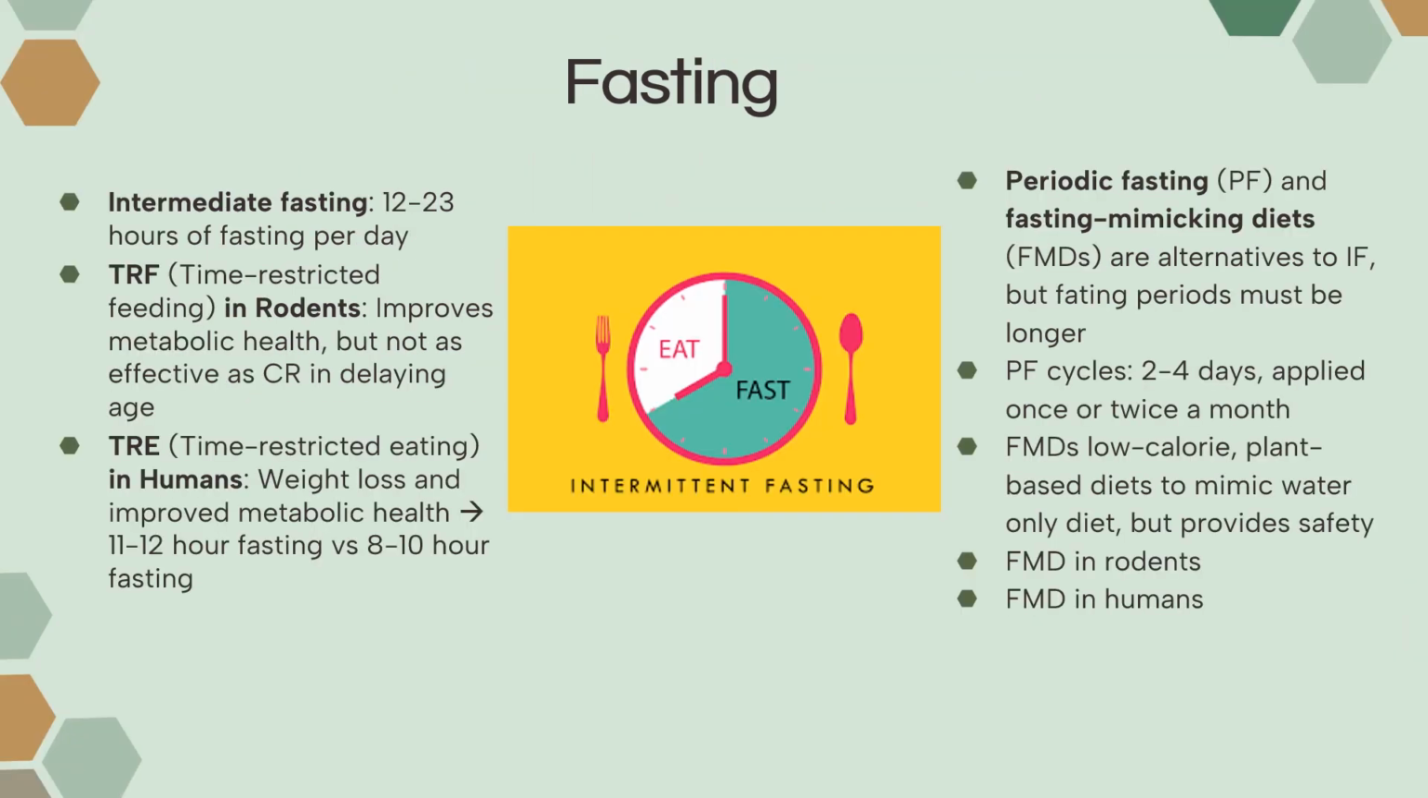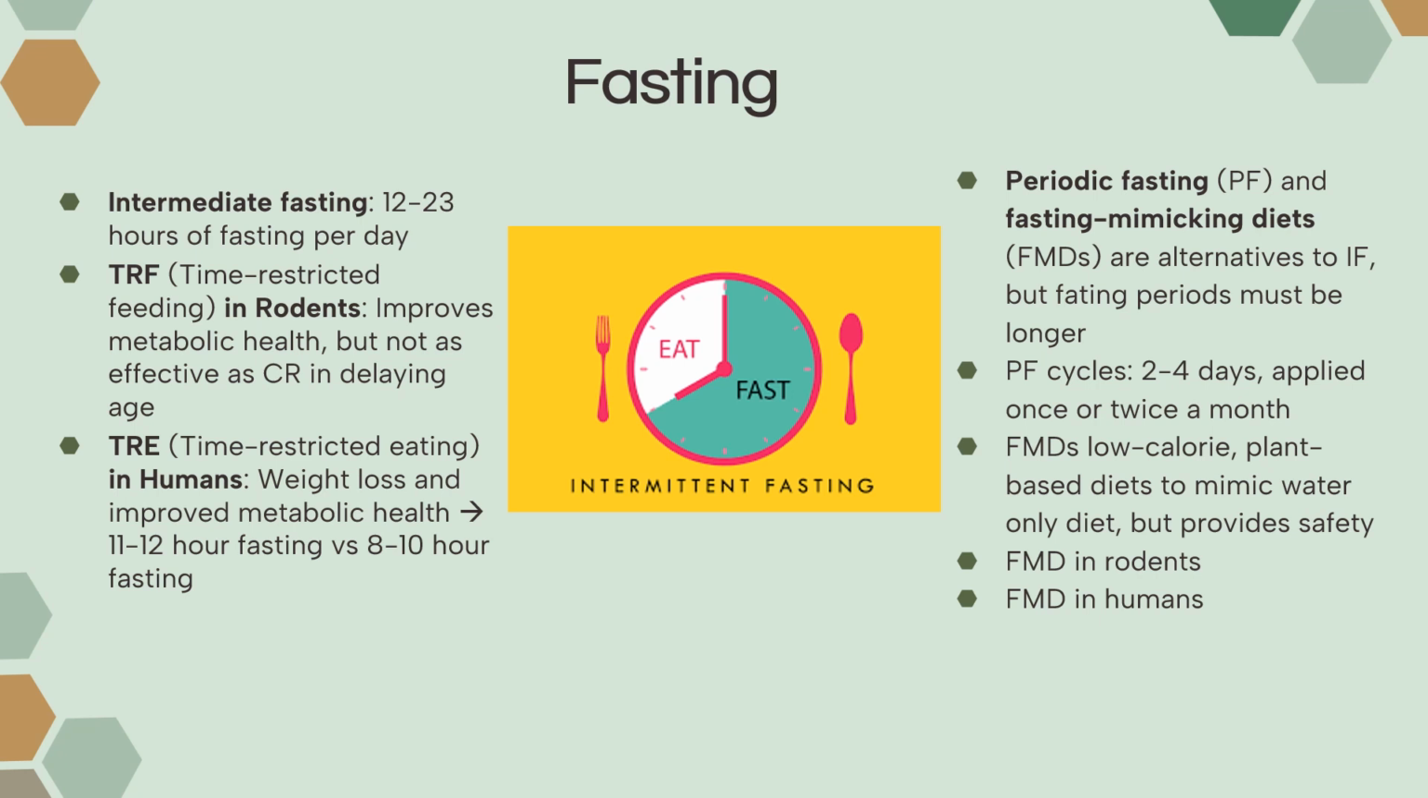There are many different types of fasting that were presented within this research. First is intermittent fasting, which means that you are going to fast about 12 to 23 hours a day. For rodents, they use time-restricted feeding, which improves metabolic health but is not as effective as CR in delaying aging. In humans, they use time-restricted eating, which showed weight loss and improved metabolic health. There are two types of fasting you can do within this, either 11 to 12 hour or 8 to 10 hour fasting, just whichever works better for your schedule.